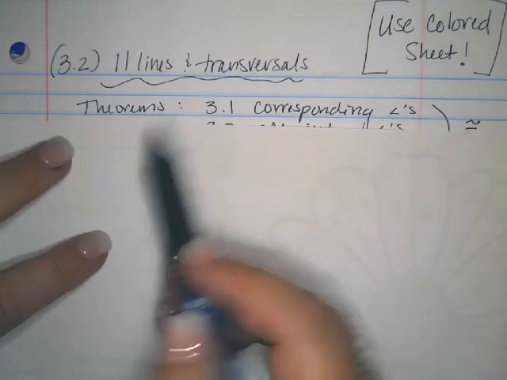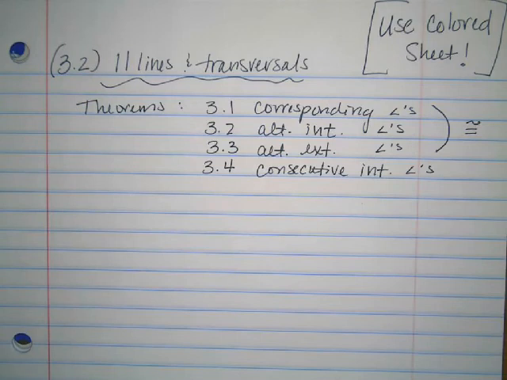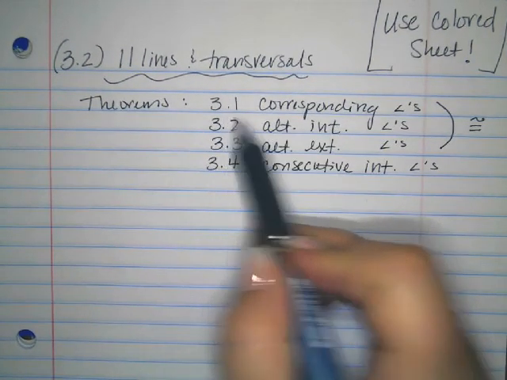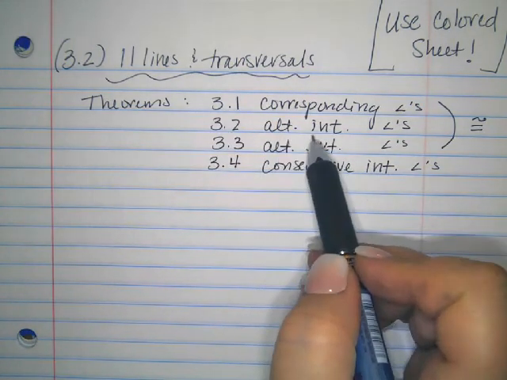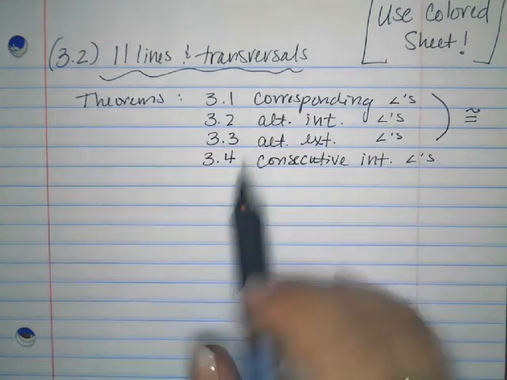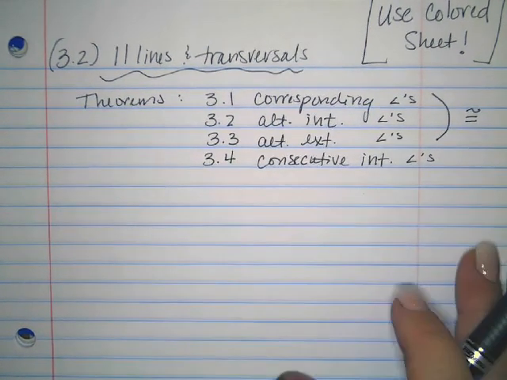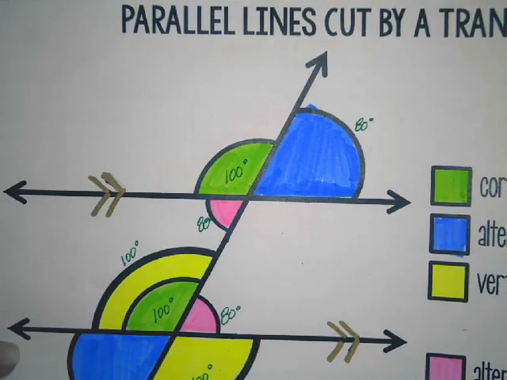Theorems. The theorems is what we're going to need from this section, and that's really all that it is. So when we do our proofs, we can see that 3.1 is talking about corresponding angles, and 3.2 is alternate interior angles, 3.3 is alternate exterior, and 3.4 is consecutive interior. And all of those are marked here again on this colored sheet.